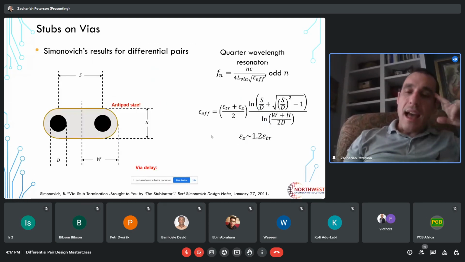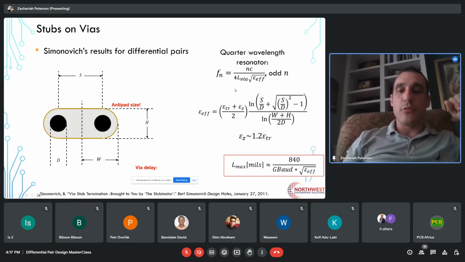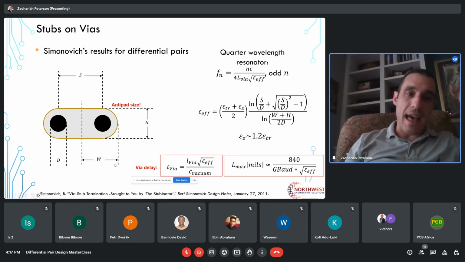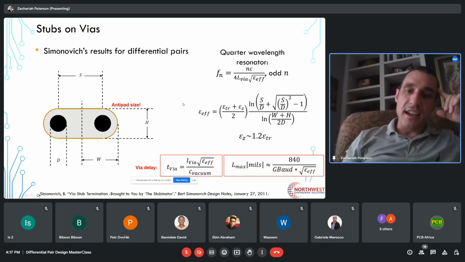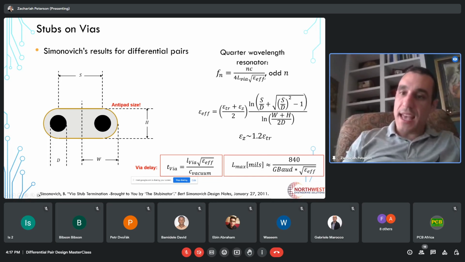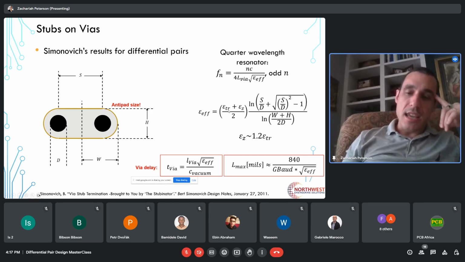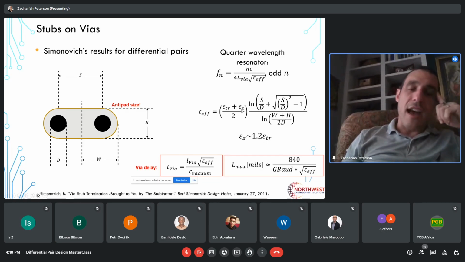So how do we determine this effective dielectric constant to predict these frequencies? Well, it really depends on the geometry of the antipads, the separation between the two vias in the differential pair. And there's this nice result here from Bert Simonovich that gives you a way to calculate the effective dielectric constant that can then be used to predict these frequencies. Now, this L via is the length of the stub, and then this epsilon effective is this formula here, and it depends on all these geometric parameters.